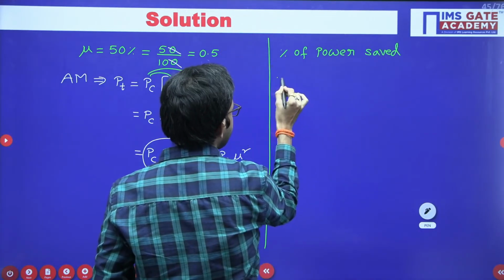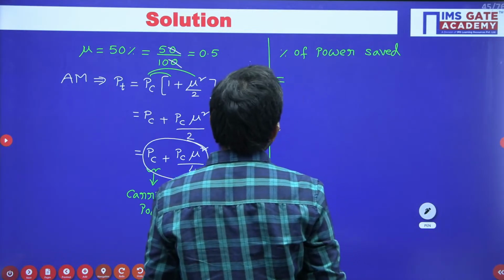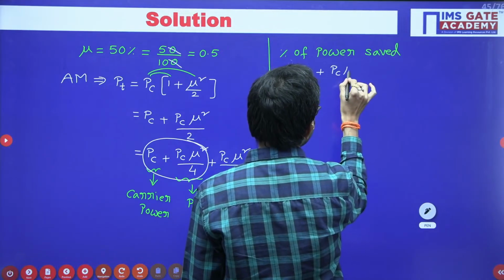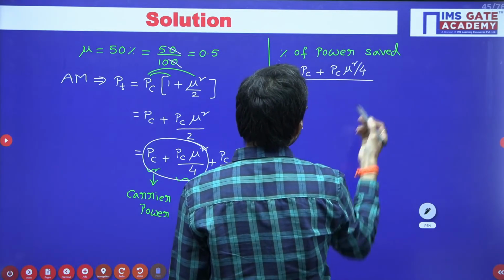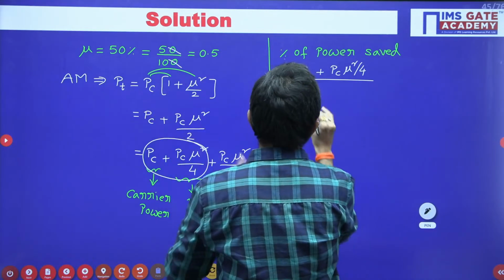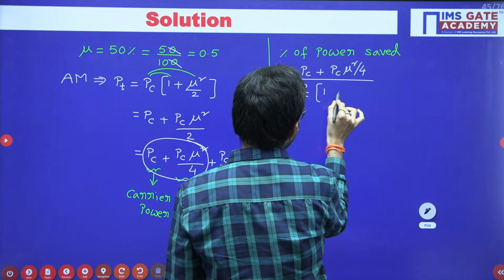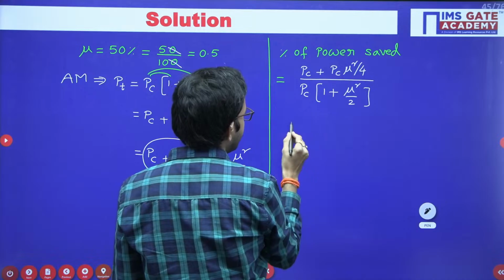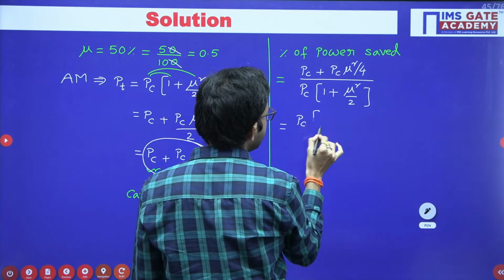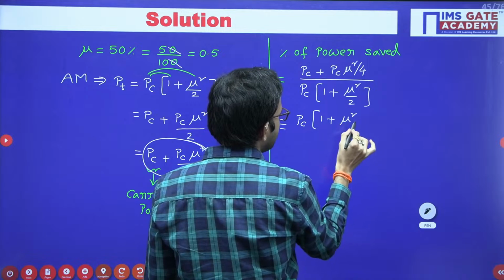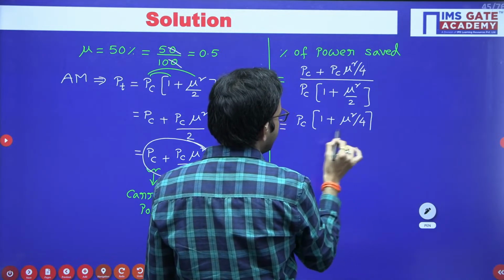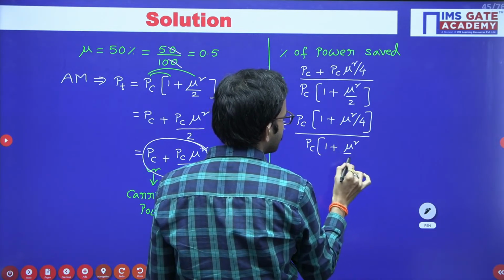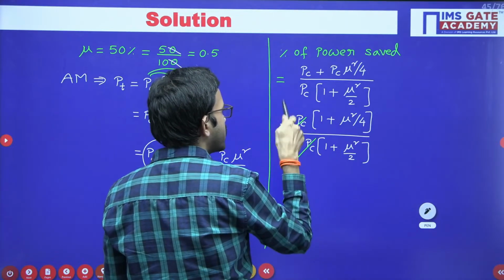Percentage of power saved is equal to Pc plus Pc into mu square by 4, divided by the total power, Pc into 1 plus mu square by 2. So in the numerator you can take Pc as common. That time you will get 1 plus mu square divided by 4, divided by Pc into 1 plus mu square by 2. So here Pc we can cancel.